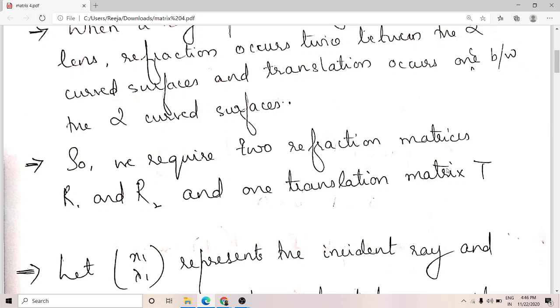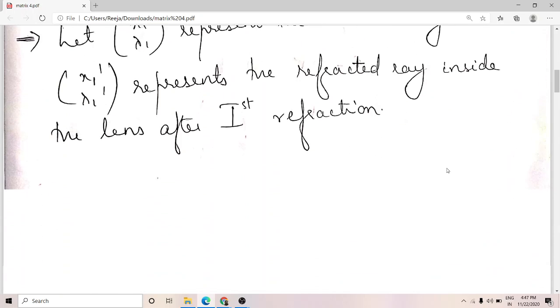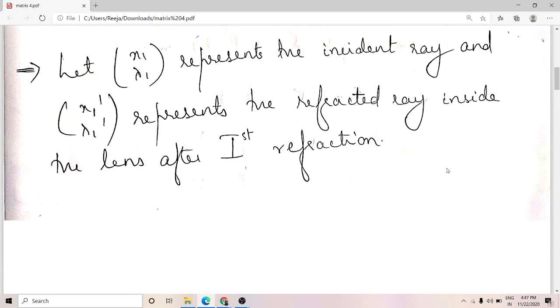So a system matrix is a matrix which incorporates the total change in our ray. In the case when a ray passes through a double convex lens, there must be two refractions and one translation taking place. So we require two refraction matrices and one translation matrix, and the product of all these three forms the system matrix in this case. Let us see how we can write the system matrix exactly.